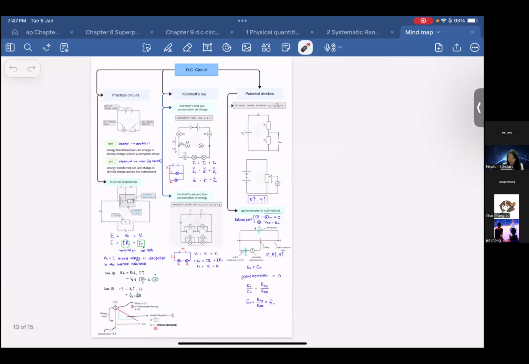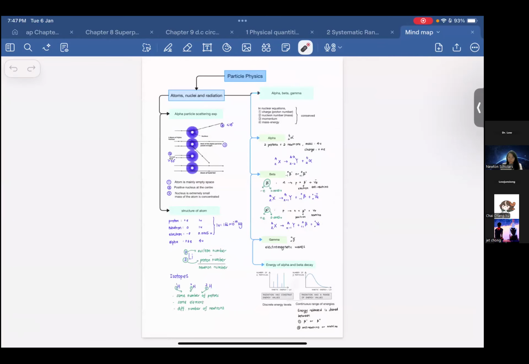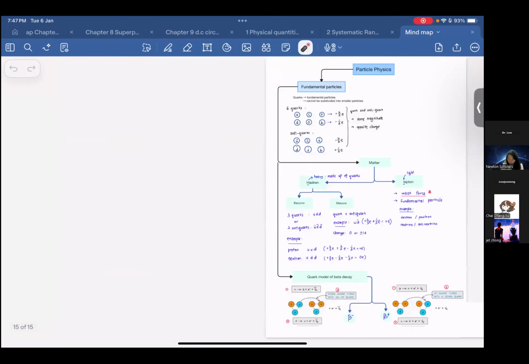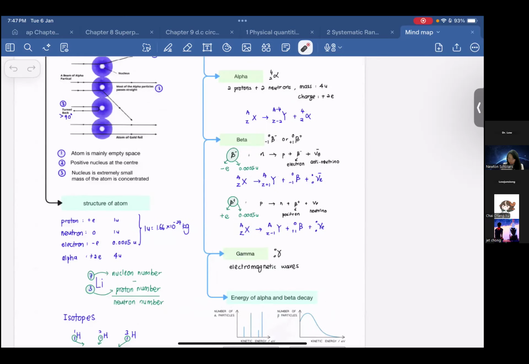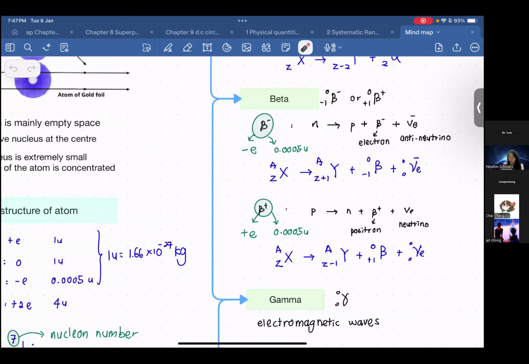Then the last chapter is about particle physics. So we have a total of 11 chapters in our Year 12. So this is the last chapter. For me this chapter is easy, but some parts we need to memorize. For example, the front part is still fine. We just add in the beta negative and beta positive. Beta negative is actually an electron. Positive we call a positron. It's the same magnitude as the electron, but with the opposite sign.